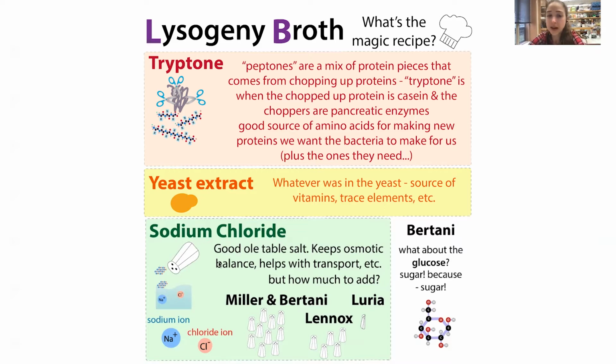So what is in it? Basically it has things that the bacteria need to survive and thrive. It has tryptone, a type of peptone. Peptones are a mix of protein pieces. Proteins are polypeptides; you cut them up and we call these peptones. So tryptone is when the chopped up protein is casein, and the choppers are pancreatic enzymes. It's a good source of amino acids for making new proteins that we want the bacteria to make for us, plus the ones that they need themselves.